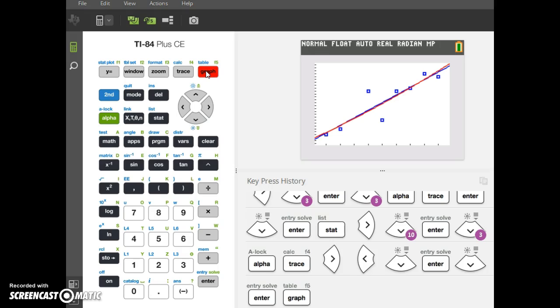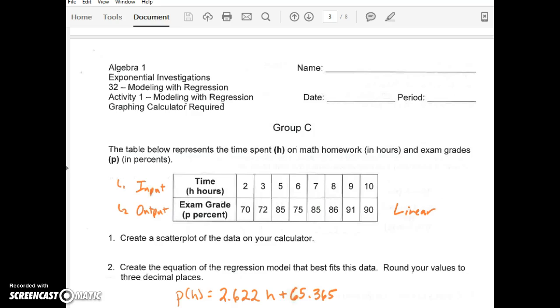Again, we have a very small sample size. We're looking at numbers 2 to 10 and a range of 70 to 90 for the outputs. So there's really not a lot of variability. And that's going to be the key here, that at the end of it all, we can use either one because they both seem to work pretty well.